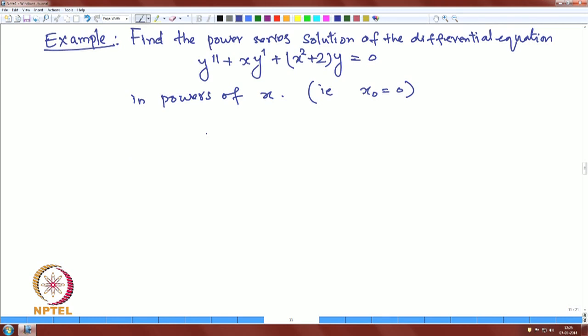Obviously, your p 1 is x, p 2 is x square plus 2. So, all points are ordinary points.